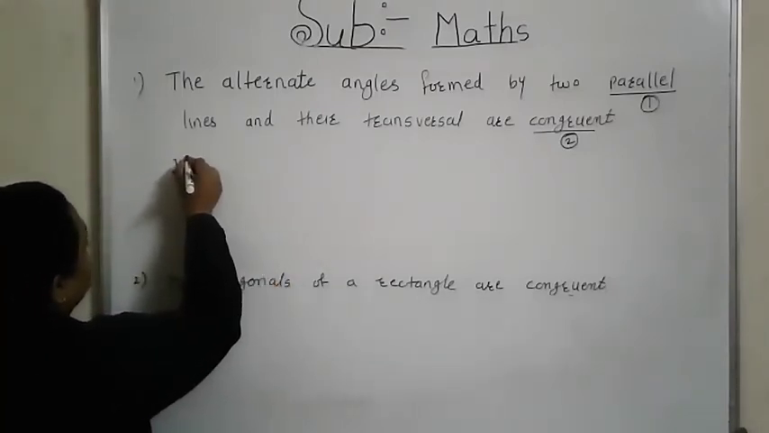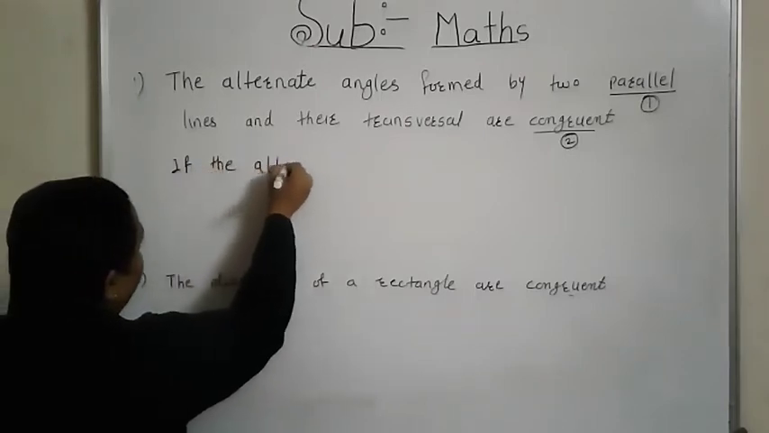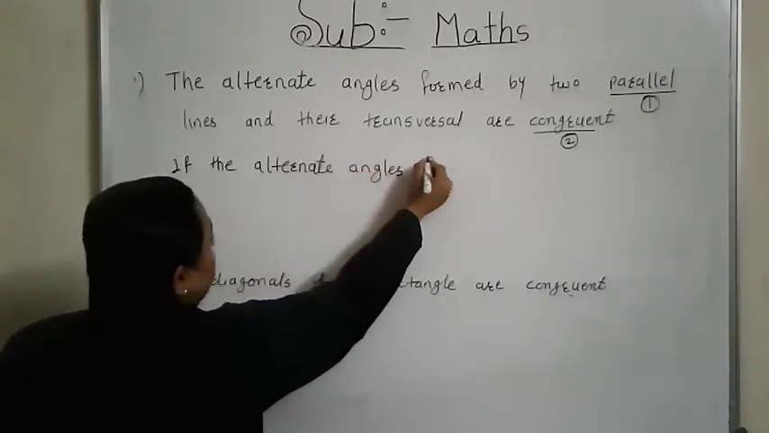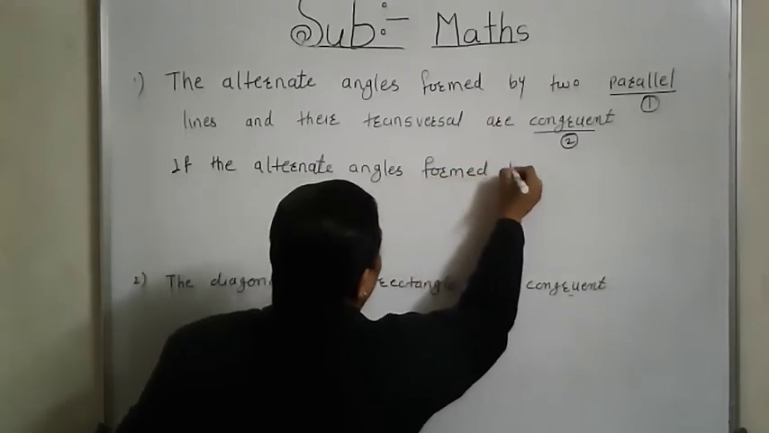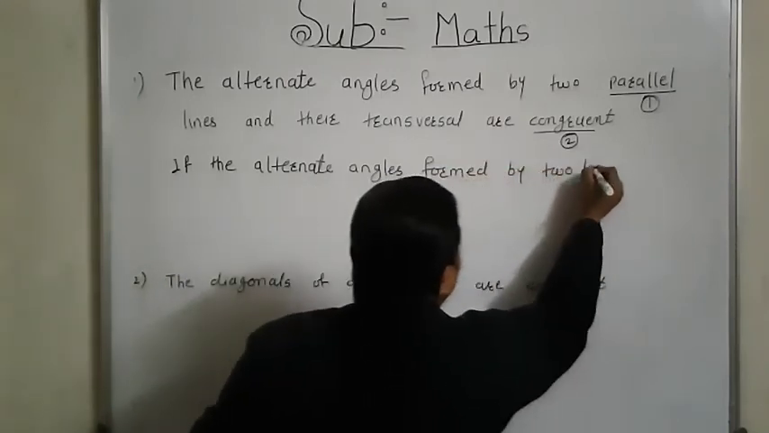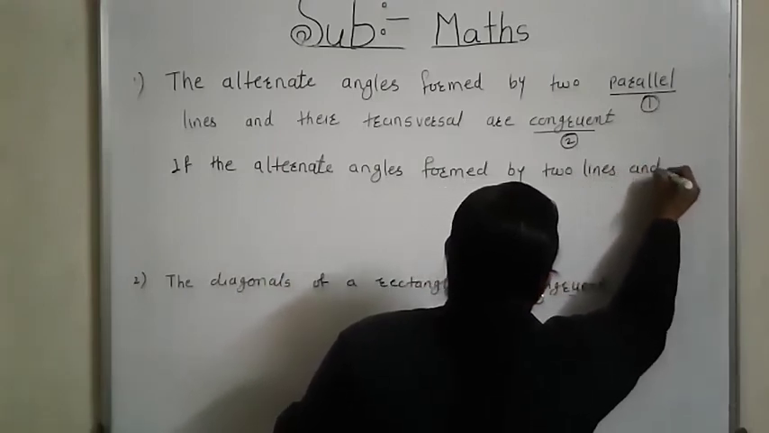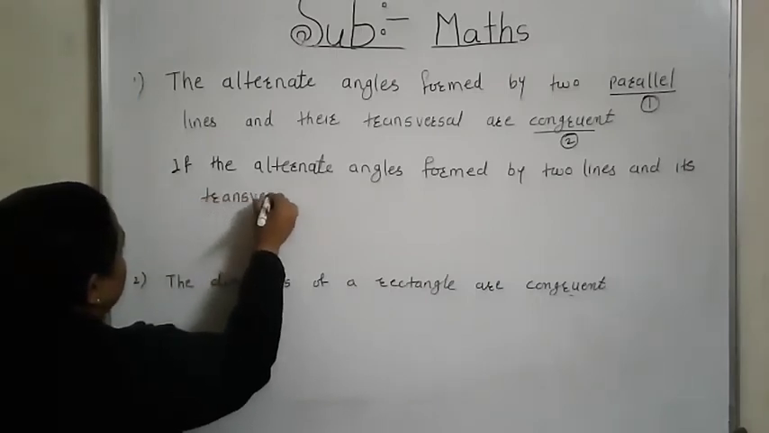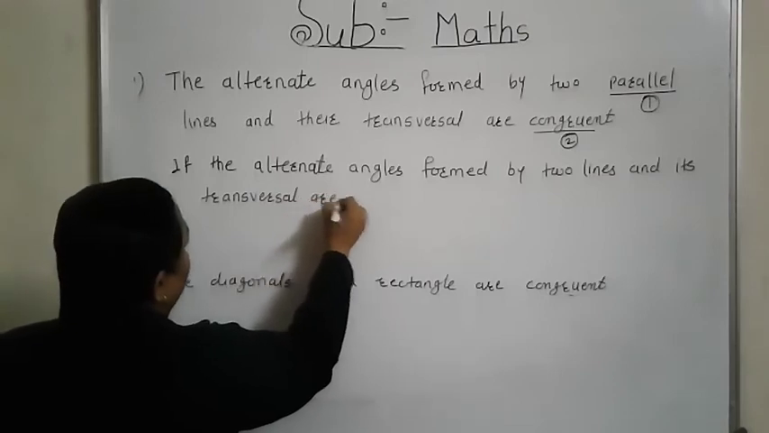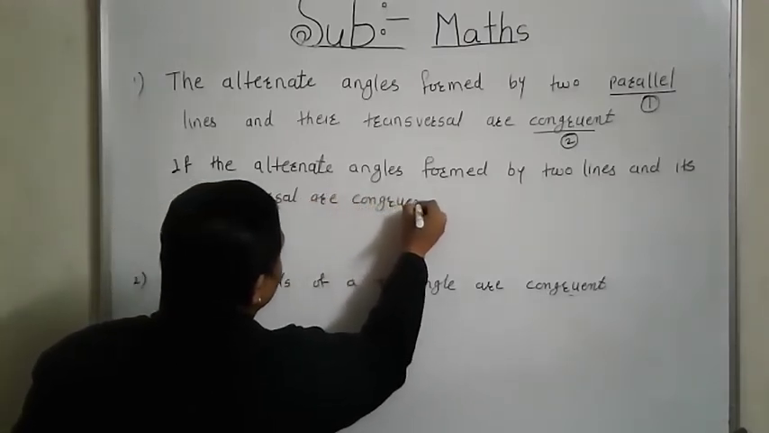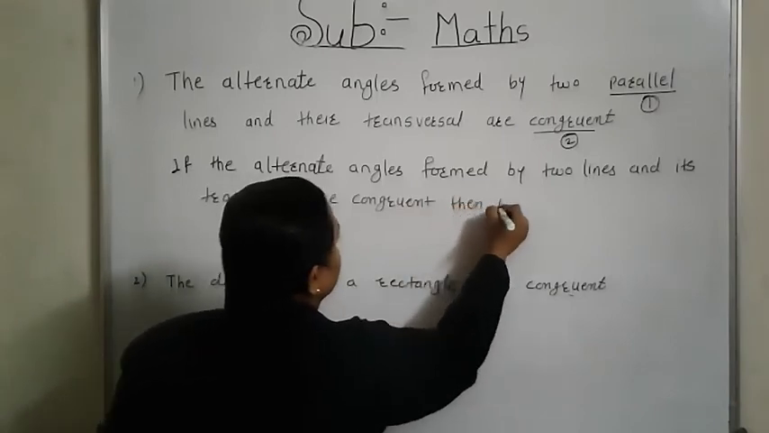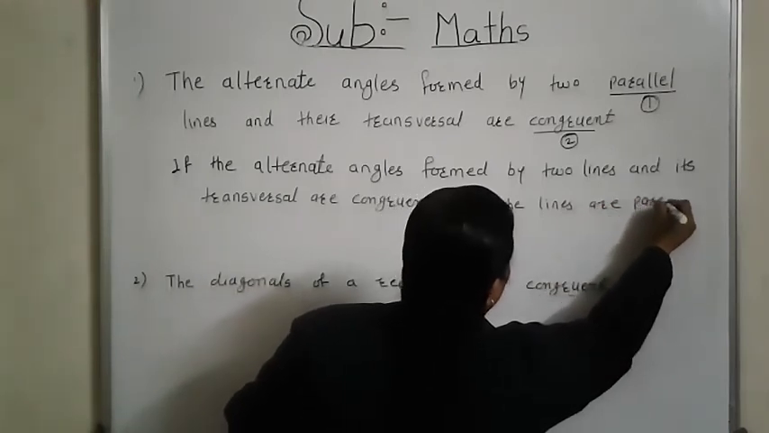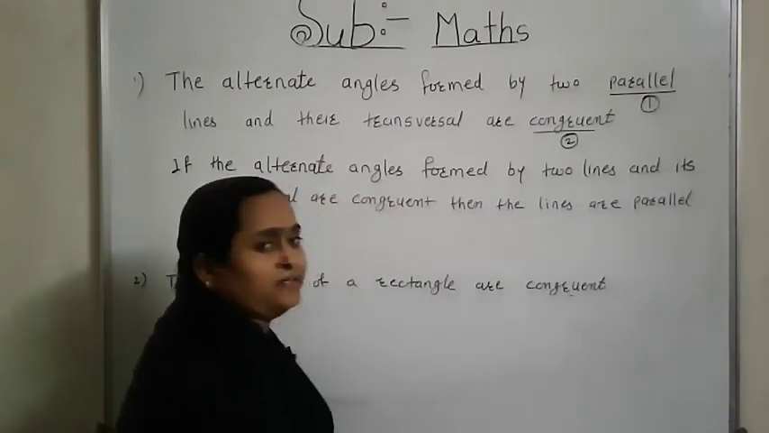Now see converse. If the alternate angles formed by two lines and its transversal are congruent, then the lines are parallel. Now in this way we can write the converse.